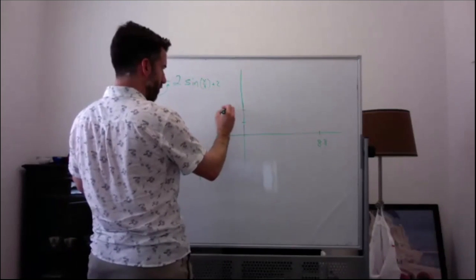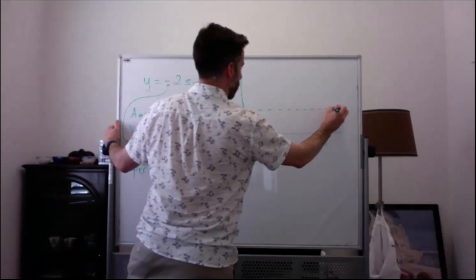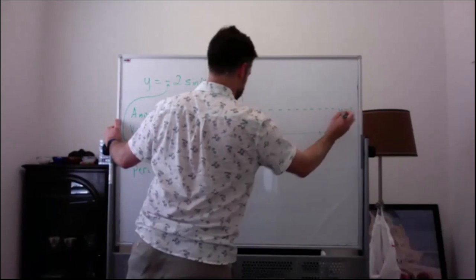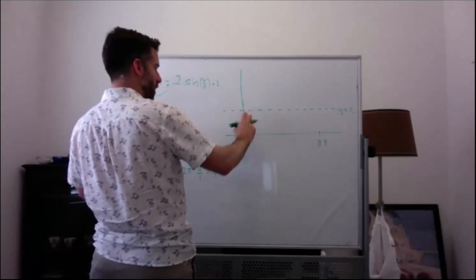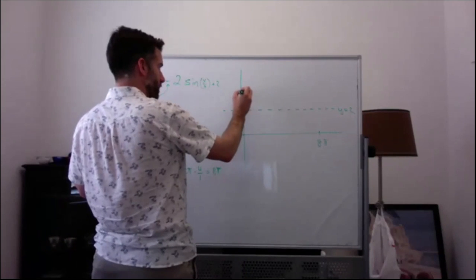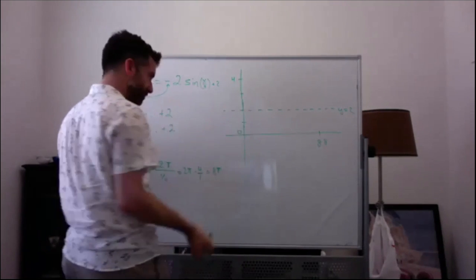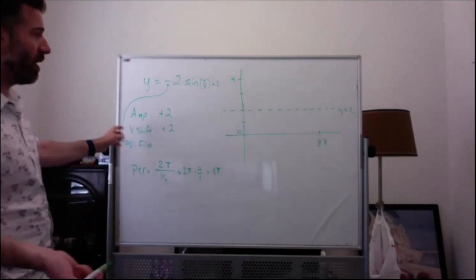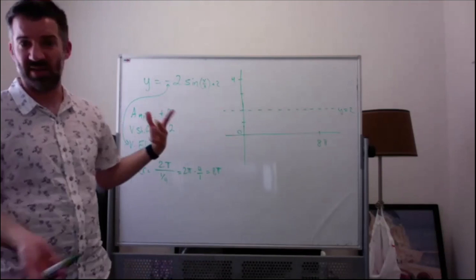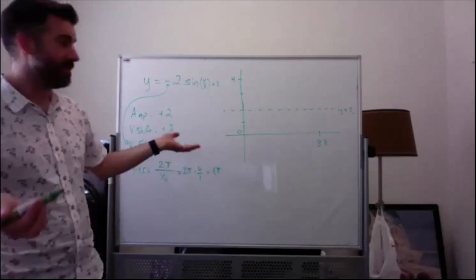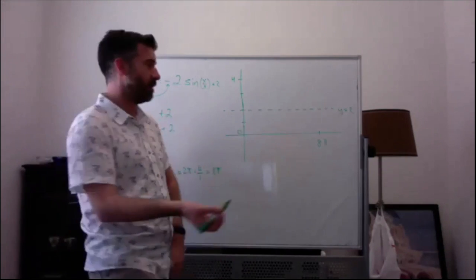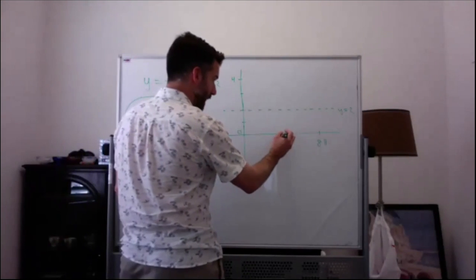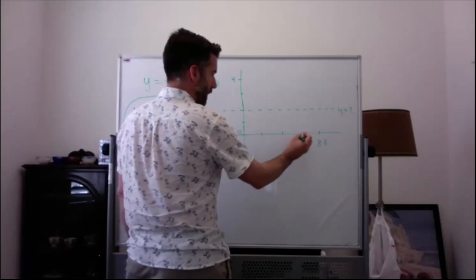So my new middle line, or my vertical shift, is y equals 2. And I have to be able to go 2 below down to 0, and 2 above up to 4. And now, again, I don't have to find the x values until the end if I don't want to. Sometimes it's nice just to do the period and draw the thing.